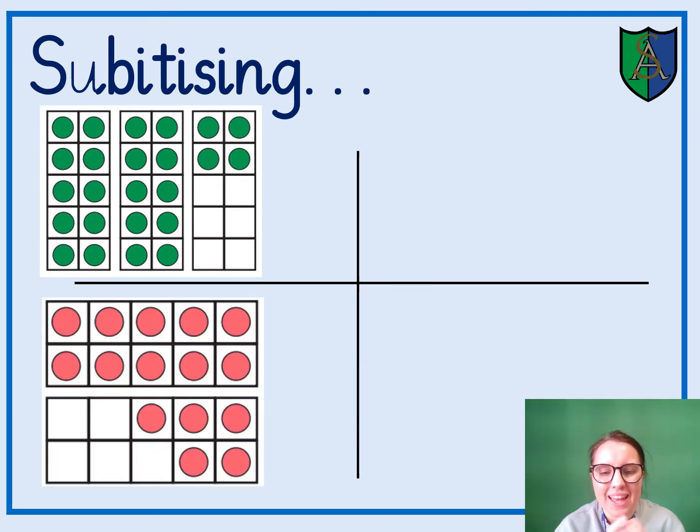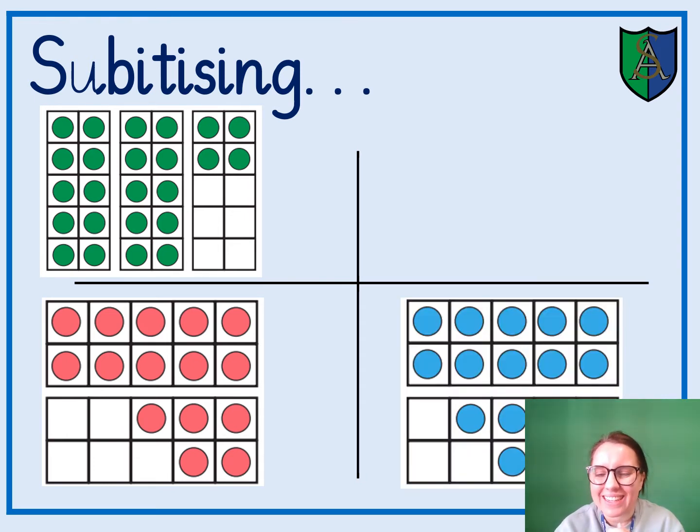Okay, next one. Let's have a look at this one then. So we've got 1 full 10 frame and a few dots in the other one with some missing. And again, I can see that there's half missing. So I know the bottom one is 5 and I know the top one is a 10. So a 10 and a 5 together makes 15.